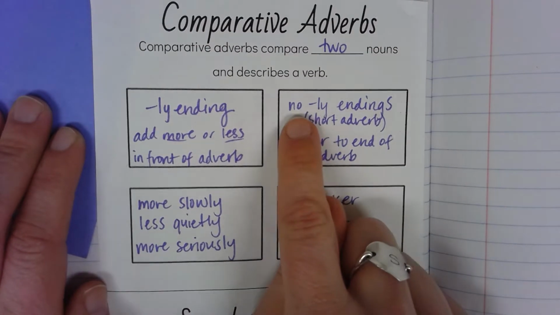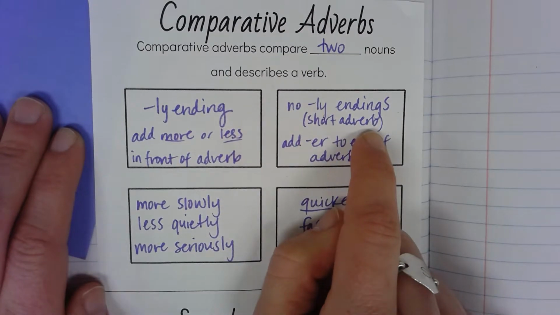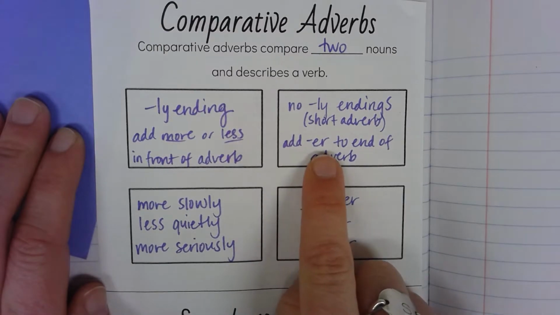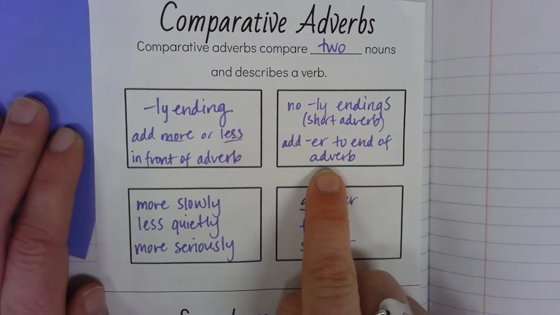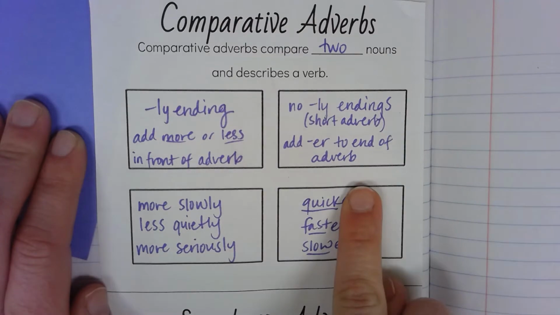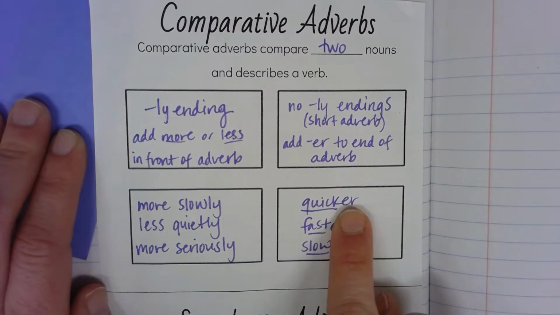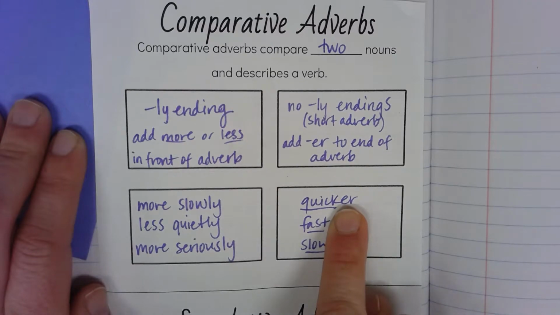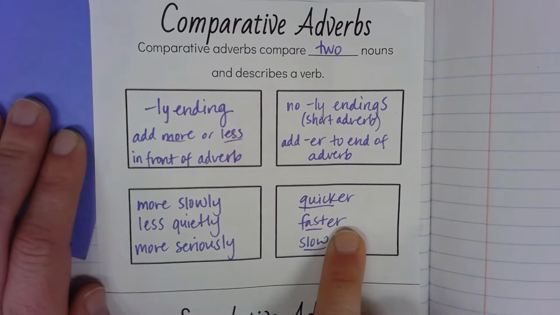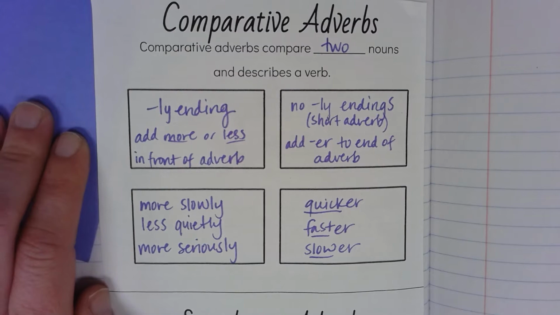Now, words that do not have an ly at the end. A lot of times these are going to be really short adverbs, like one or two syllables. You're just going to add er to the end of the adverb. Very similar to what we were working with in comparative adjectives. So someone's running quick, but they're running quicker than the person next to them. One person on the team is really fast, but they're faster than the other team. They're traveling slow, but they're traveling slower than the car next to them.